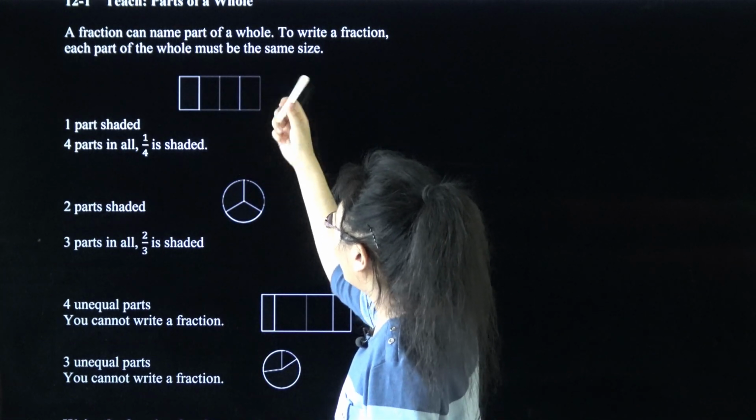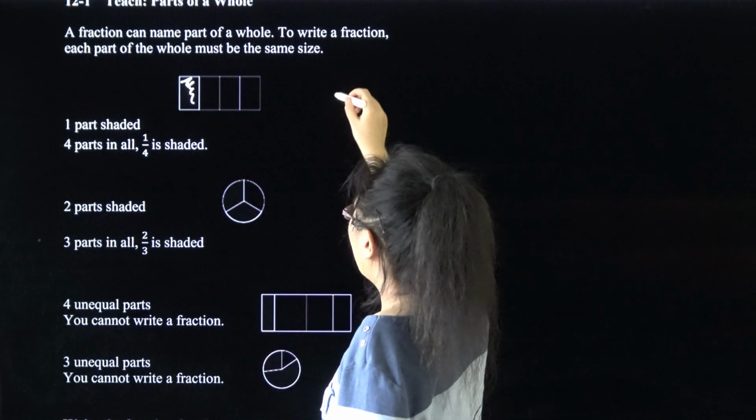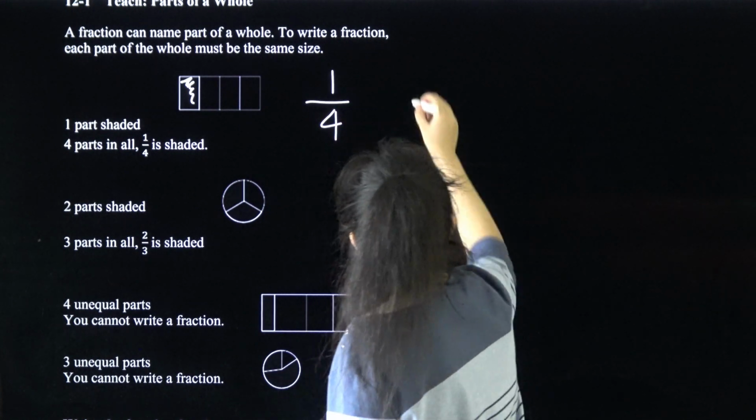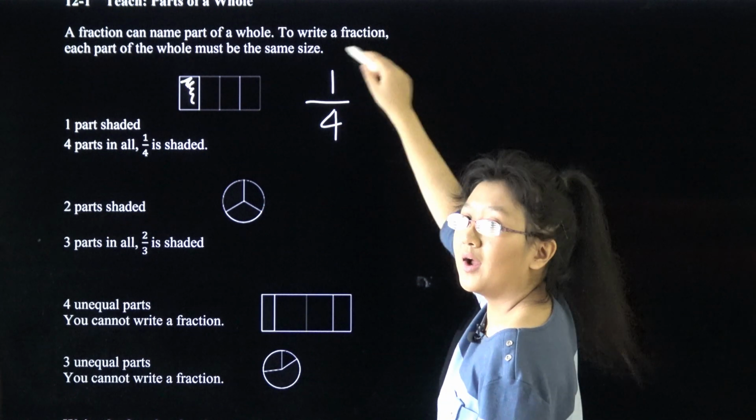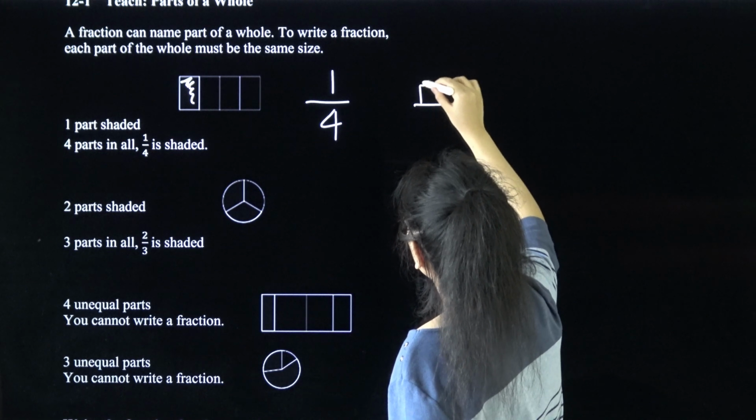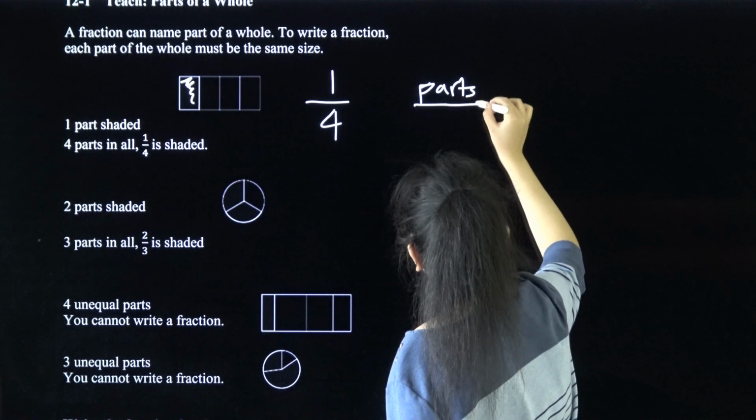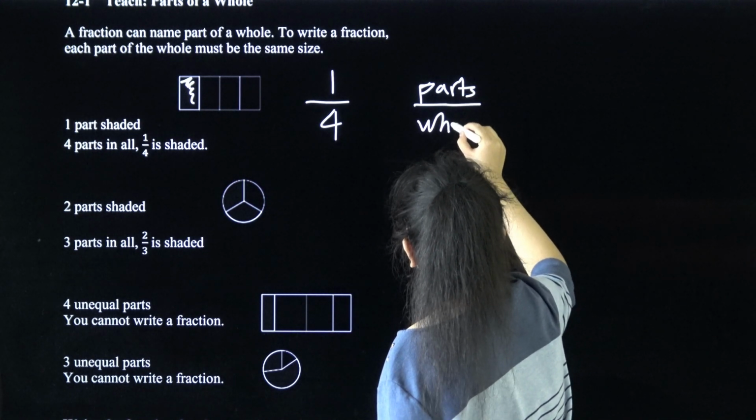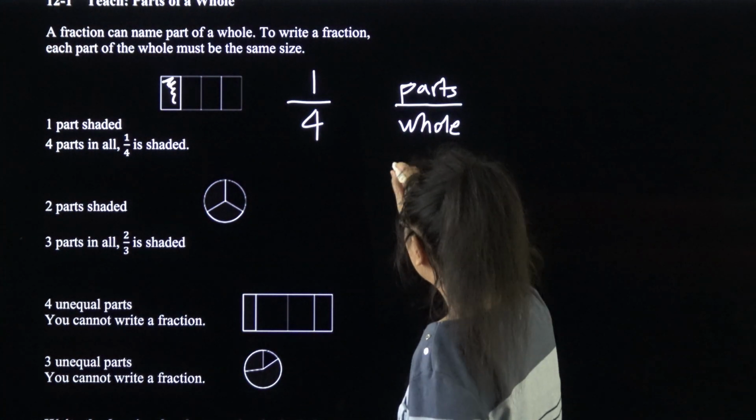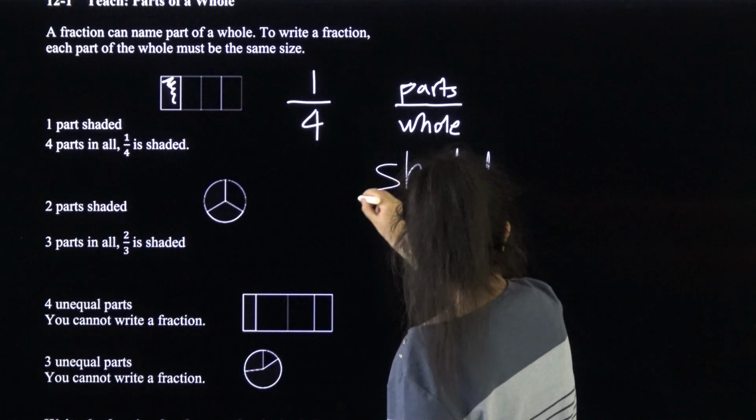In this one, there are 4 parts, but only one of them is shaded. So, there are 4 parts in total and 1 part shaded. In short, you might be wondering, why is the fraction written like this? Well, the fraction is written as parts up here and the whole at the bottom. So in this scenario, it would be shaded over total.